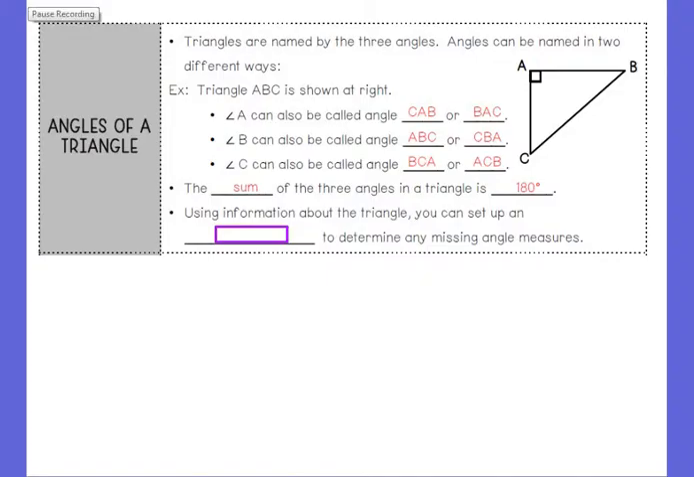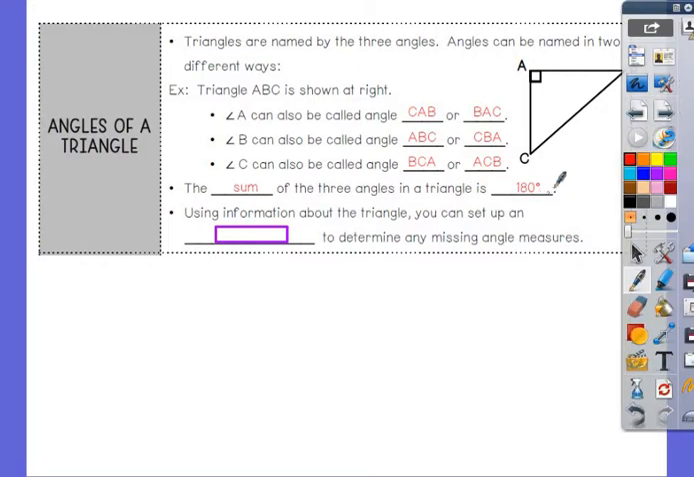Back to our notes, we know the sum of all 3 angles of a triangle add up to 180. We can always use that information about a triangle to help us set up an equation to determine any missing angle measurements.